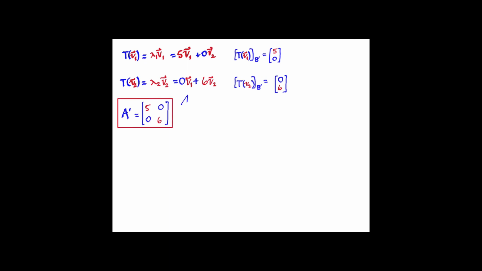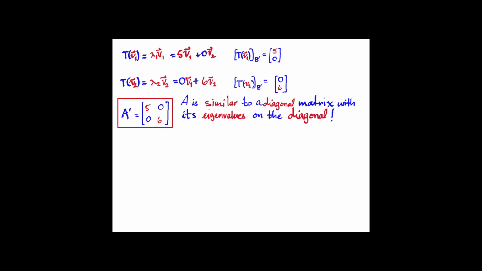Notice that this means that A is similar to A prime because they represent the same linear transformation. And this is kind of cool. A is similar to a diagonal matrix, and not only that, the eigenvalues of A are the diagonal entries. This is going to be our goal in 7.2. This also means that A prime is equal to P inverse AP for some invertible matrix P. And we'll be looking at what that matrix P has to be.